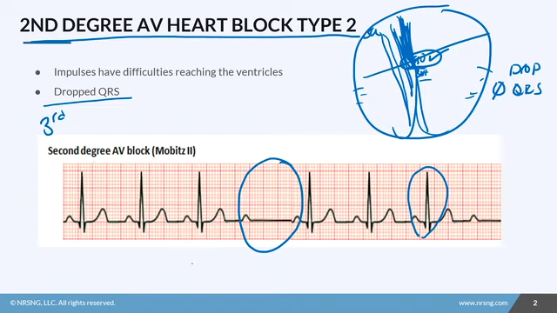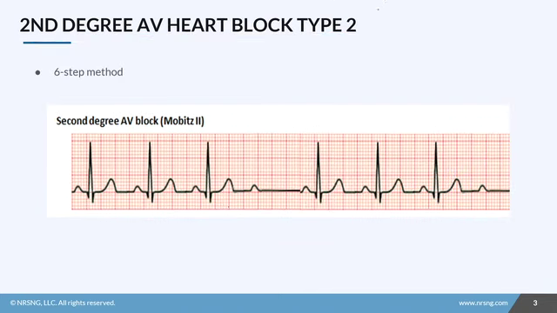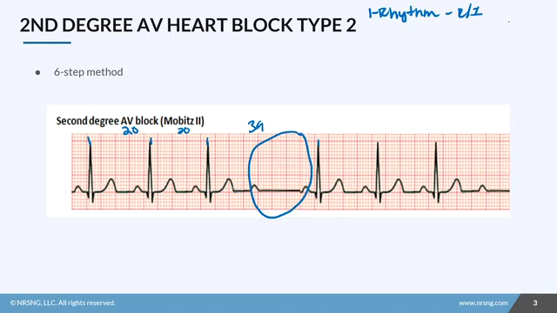So let's go ahead and break down the characteristics of it and do the 6-step method. In step number 1, we have to look at the rhythm and find out if it's regular or irregular. If we count some boxes from here to here, we have about 20. From here to here, we also have about 20. Now from here to here, we count 5, 10, 15, 20, 25, 30, 35, 36, 37, 38, 39. So obviously it is regular for the most part, but irregular when we drop the QRS. So we're going to call it regular and irregular.